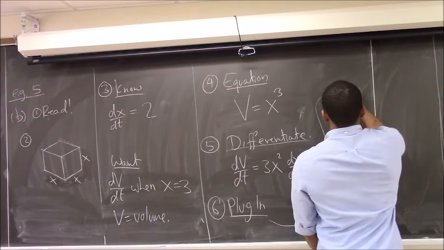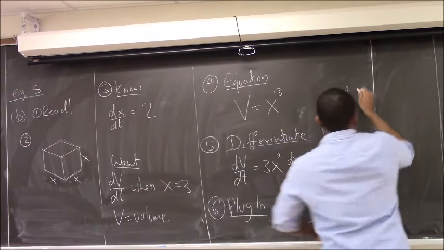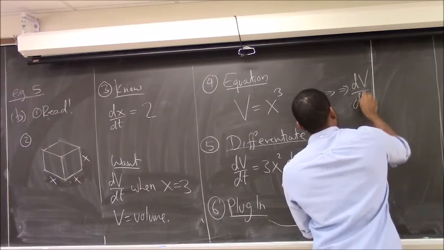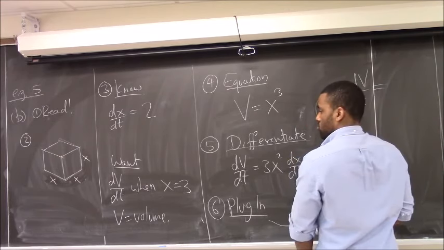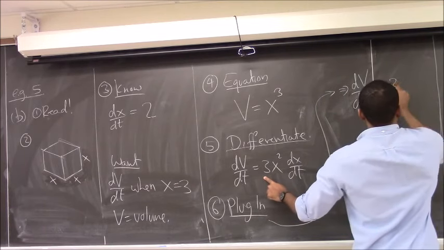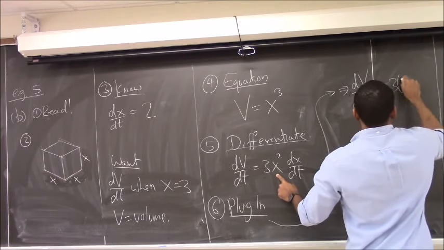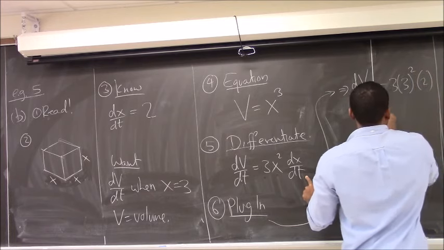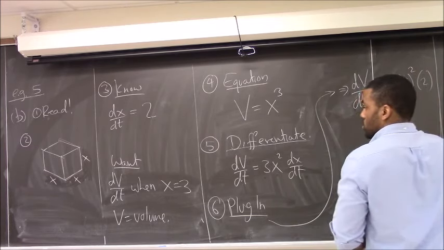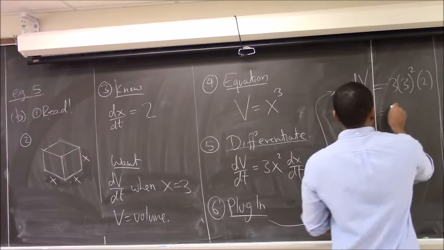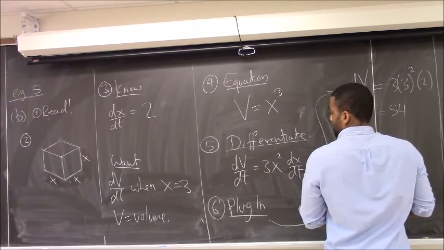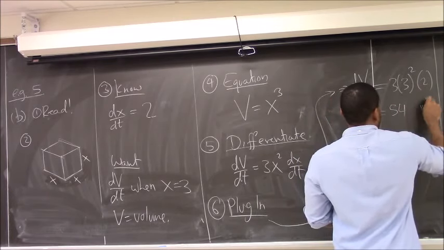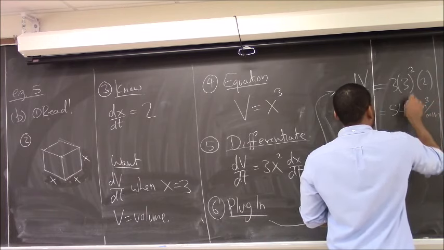And this means that dV/dt is what we want to find, so that stays here. x is 3, dx/dt is 2. 54. And this is cubic inches per minute.